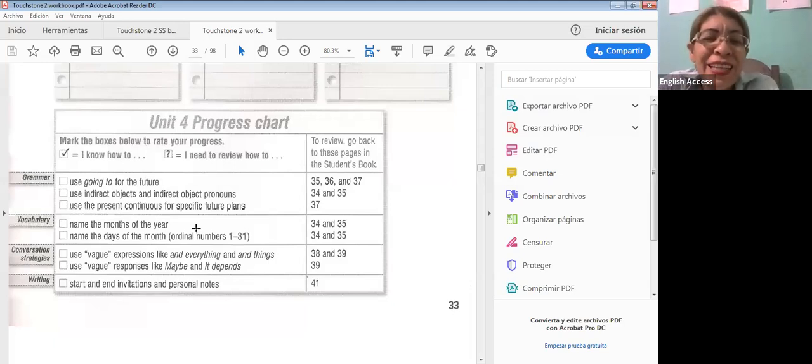Okay, well, the second line says use indirect objects and indirect object pronouns. In this part, maybe you remember we recycle the object pronouns. For example, this Saturday, it's going to be my father's birthday. I'm going to buy him a tie. As you can see, I'm using him instead of my father. So, Abby, can you tell me an example, please, using an object pronoun?